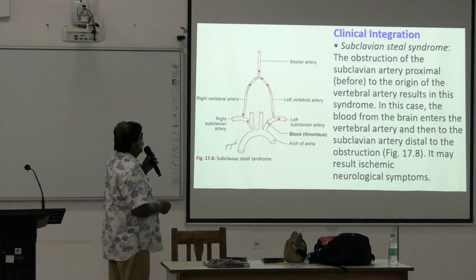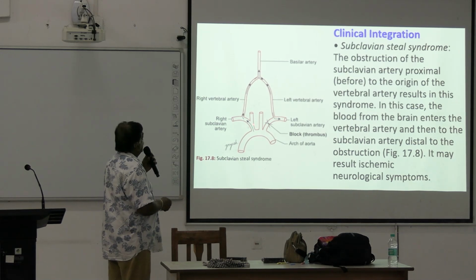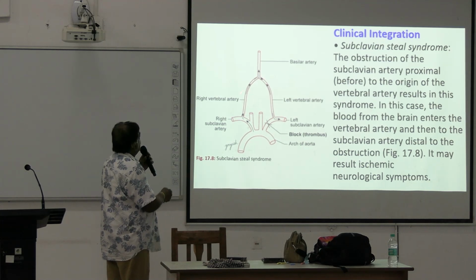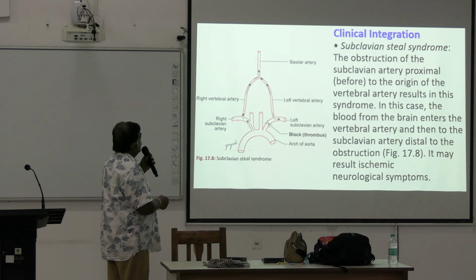See, this is a thrombus blocking the left subclavian artery. Then it goes like this. So there is obstruction, naturally blood flows in this way, with the basilar artery, the right vertebral artery, left vertebral artery. Now, right subclavian artery, left blocked by thrombus.